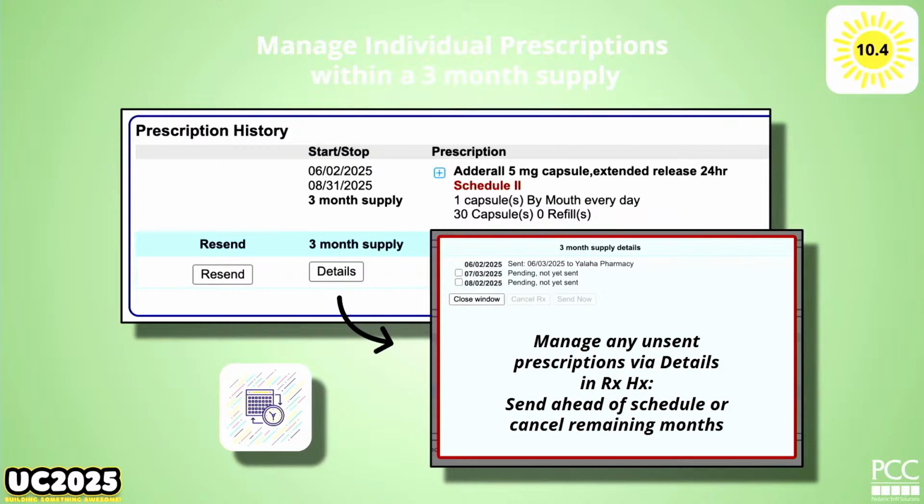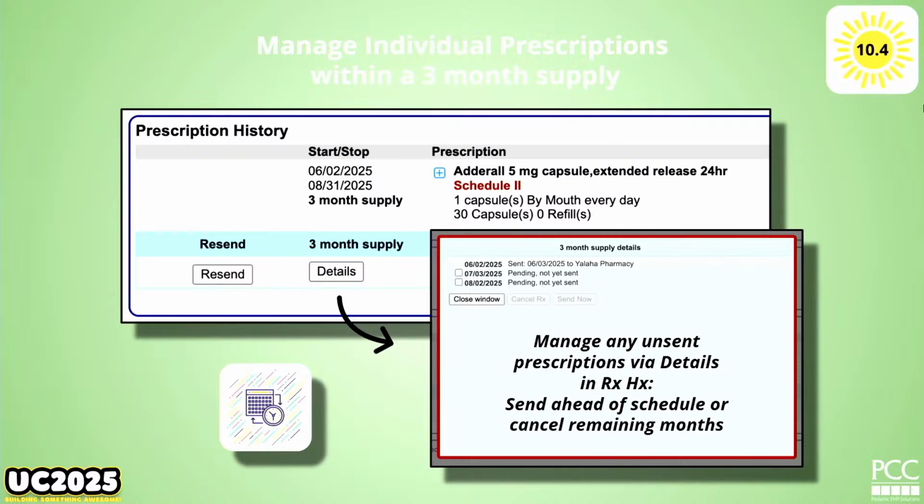Here are some other things that you couldn't do before with 3-month supplies. As I mentioned before, if halfway through that treatment, after you committed to 90 days, something changed and you don't want to do that anymore, you weren't able to really work with month 2 and month 3. You were stuck with it.